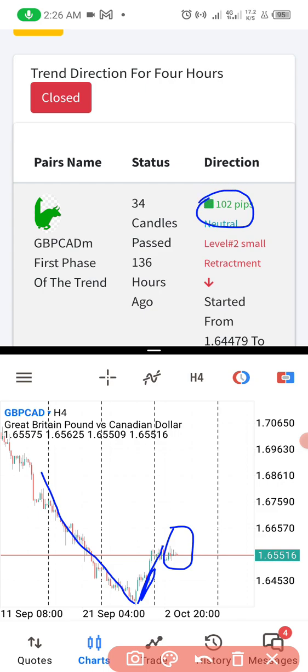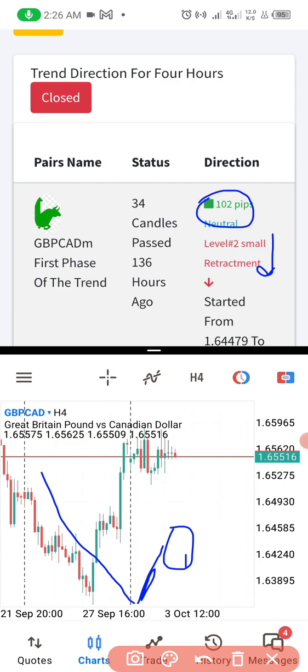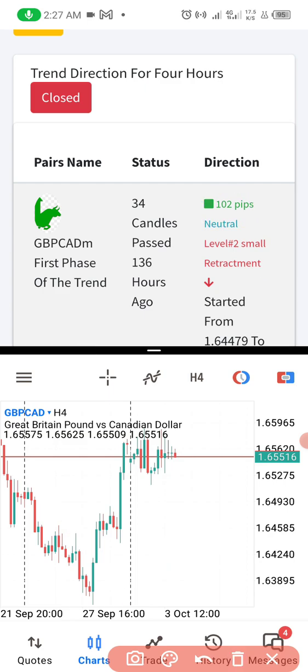In this neutral state, what is going on? There is a slight retracement. That is what the price is trying to do. Let me zoom out so that you see there's a slight retracement here, which is in level 2, small retracement. It's going to do this retracement downward before it can shoot up. So this is the reason why it enters into the neutral trend direction.